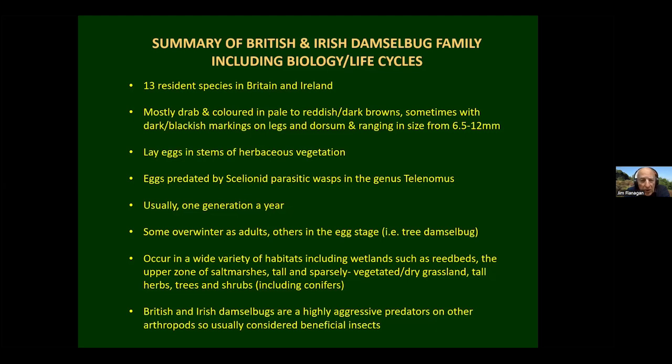And nabids occur in a really wide range of habitats: wetlands, reed beds, salt marshes, and all types of grassland, really, as well as trees and shrubs. The tree damsel bug is the example I was thinking of there. So yes, very highly aggressive predators. They actively search for their prey, and they're considered beneficial insects.